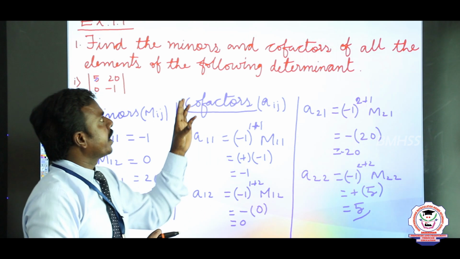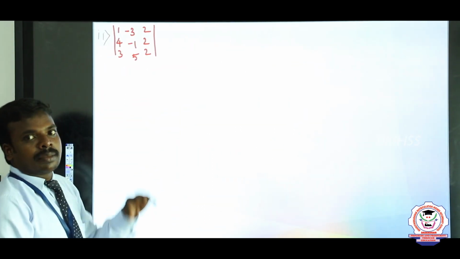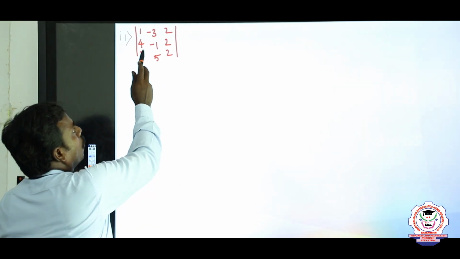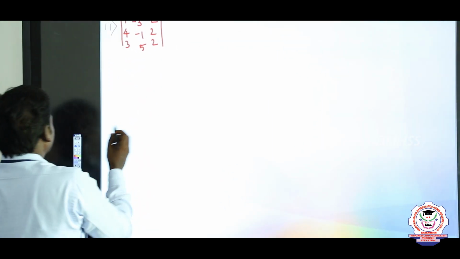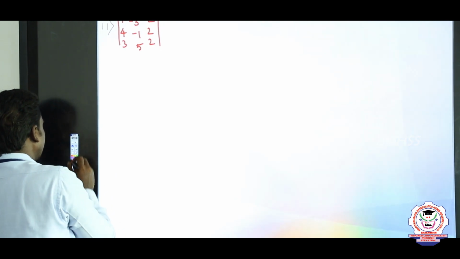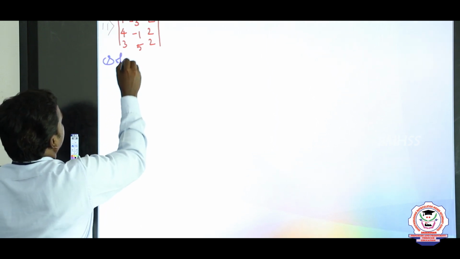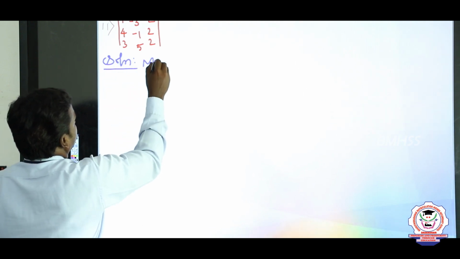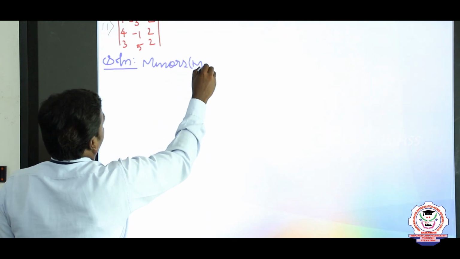So in the first question they are asking for minor and cofactor. In the second subdivision, they gave a 3 by 3 matrix. In the first row there are 1, minus 3, 2. The second row is 4, minus 1, 2. The third row is 3, 5, 2. In the solution, first I am going to find the minor, that is denoted by Mij.